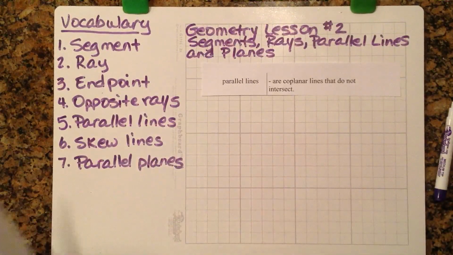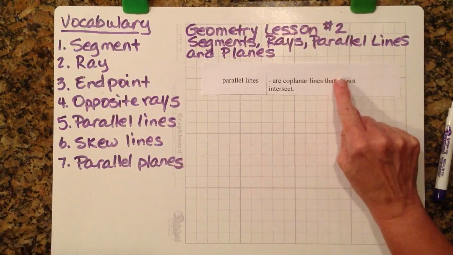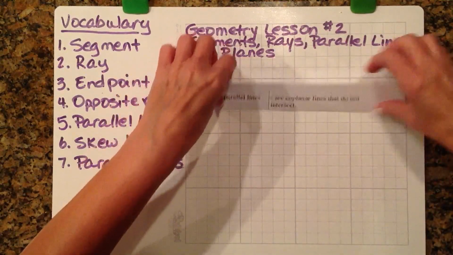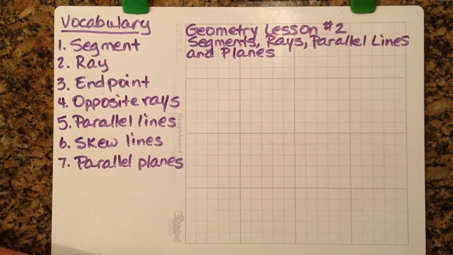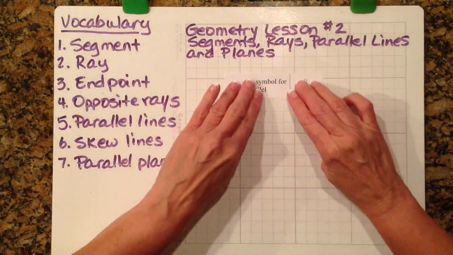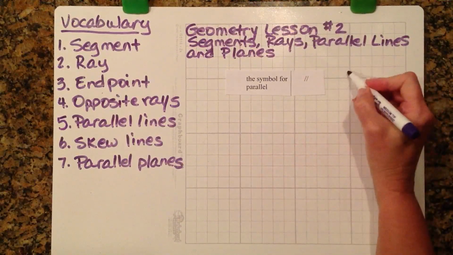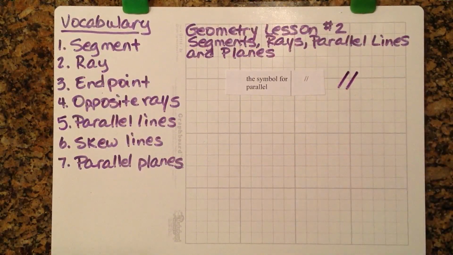And parallel lines is a very important term. We're going to be working with parallel lines a lot all throughout geometry. The symbol for parallel lines. The symbol for parallel is a sideways slant. It looks like two L's sideways.